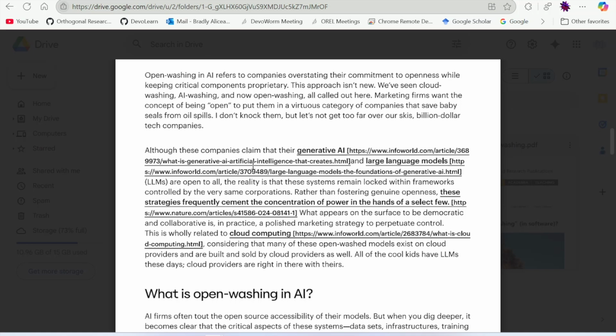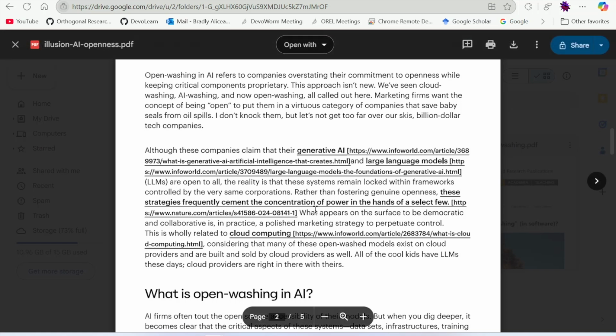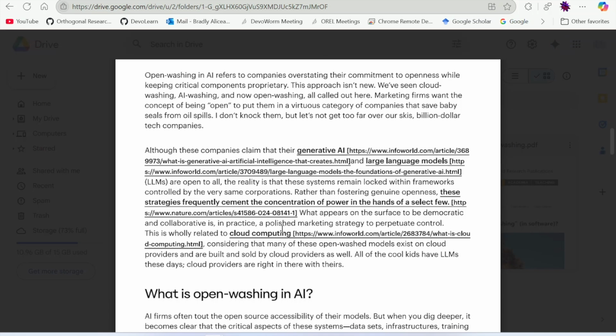And so sometimes, instead of fostering genuine openness, this type of strategy frequently cements the concentration of power in the hands of a select few. What appears on the surface to be democratic and collaborative is, in practice, a polished marketing strategy to perpetuate control. This is wholly related to cloud computing, considering that many of these open-wash models exist on cloud providers and are built and sold by cloud providers as well.